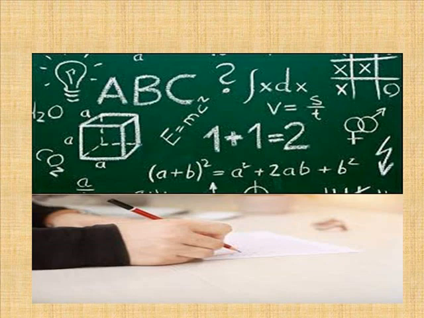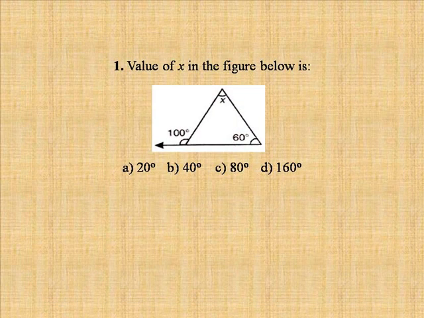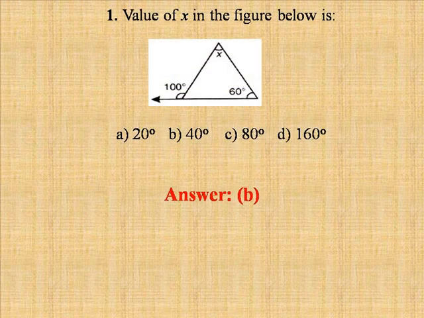So let's start today's video. Question number 1. The value of x in the given figure is, and you have the 4 options. Let's see the answer. The answer is 40 degrees. Why? You know that the sum of the opposite interior angles is equal to the exterior angle. So 60 degrees plus x is 100 degrees. So x is 40 degrees. So the answer is B, that is 40 degrees.